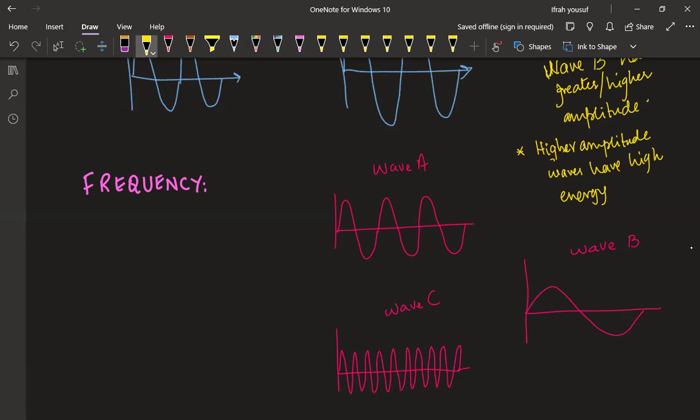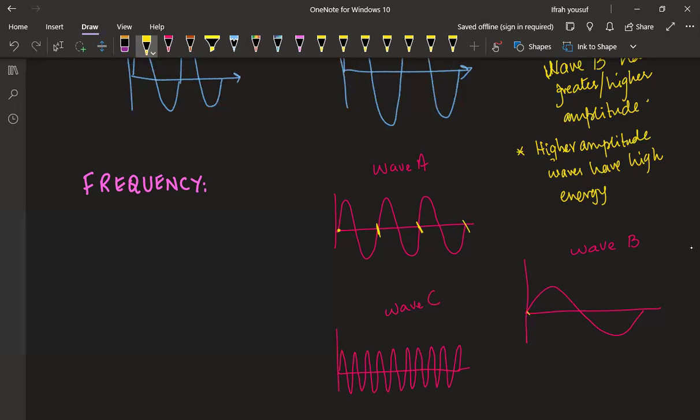Because if I say this is one cycle, it is completed from this point to this point. Another cycle starts from the same point and ends at this point. The third cycle starts from here and ends at this point. So this is how the three waves are completed.